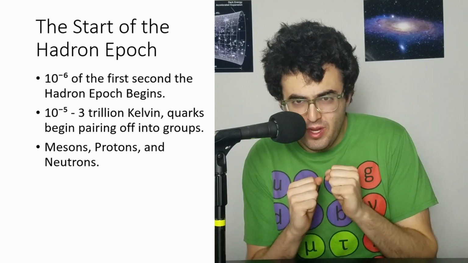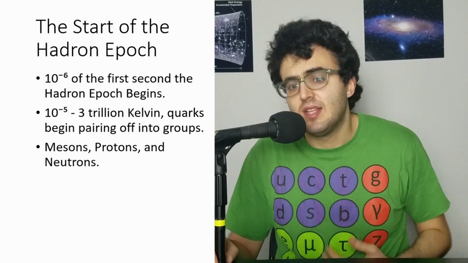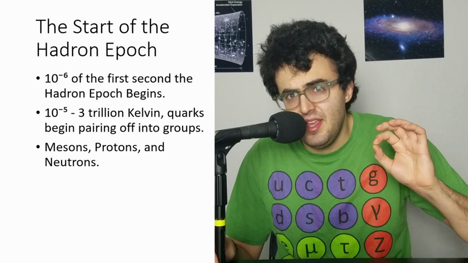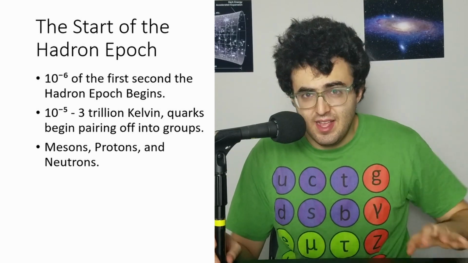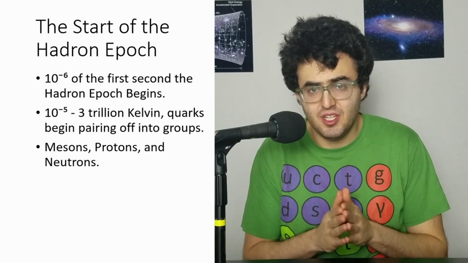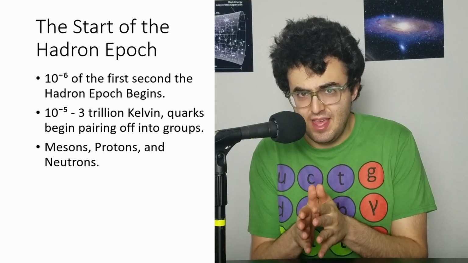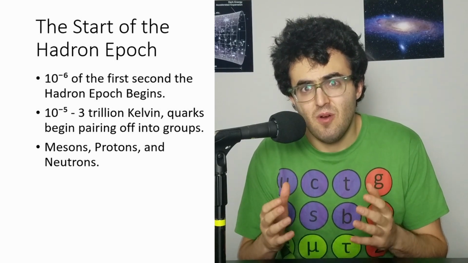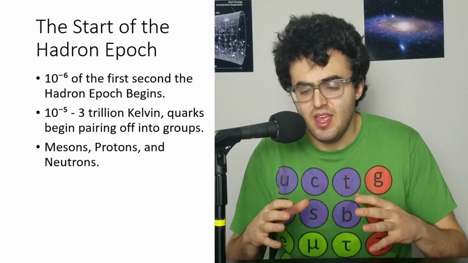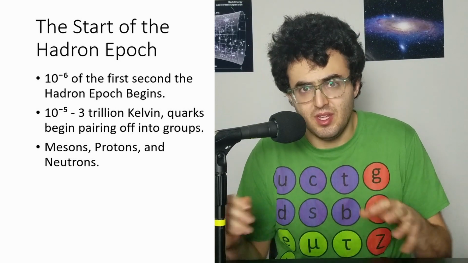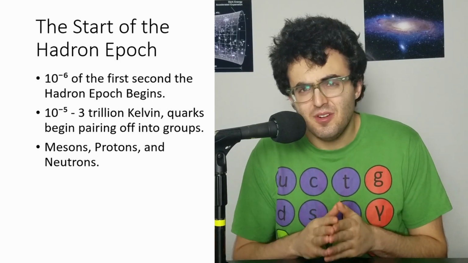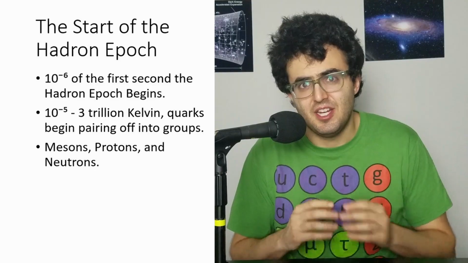At this point, the temperature is approaching a very special temperature. It's just on the edge of 3 trillion degrees. And at 10 to the minus 5, 3 trillion degrees was reached. So what happens at that moment is that the quarks now are in a low enough energy world such that they start grouping into 2s and 3s. Or in other words, they start grouping into mesons and hadrons.